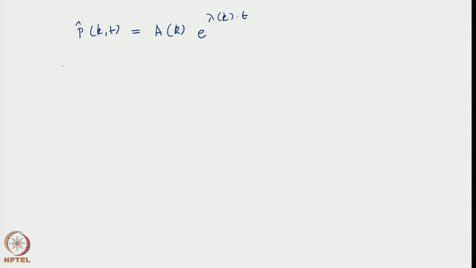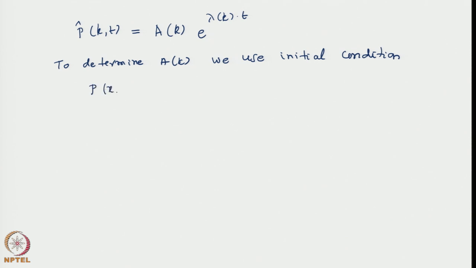Now, let us see how to determine A k. To determine A k, we use the initial condition. That is, we know that p x at time 0 was some delta x. It has to start from somewhere. Let us say started from the origin. Since it is spatially invariant, it does not matter. We can always put x equal to 0 as the starting point. Hence, if you take the Fourier transform p tilde k at t equal to 0, that should be the Fourier transform of delta x, which is unity.